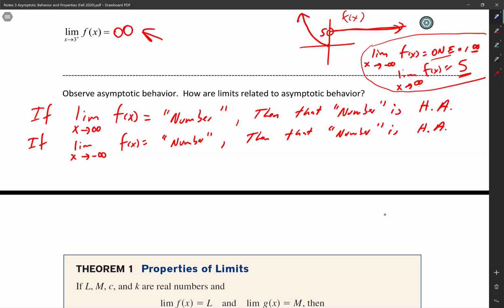Infinity is just a behavior. So you can say on the AP exam, they're not going to ever put both answer choices. Infinity is just a behavior. And actually, that's what we're just going to talk about next.